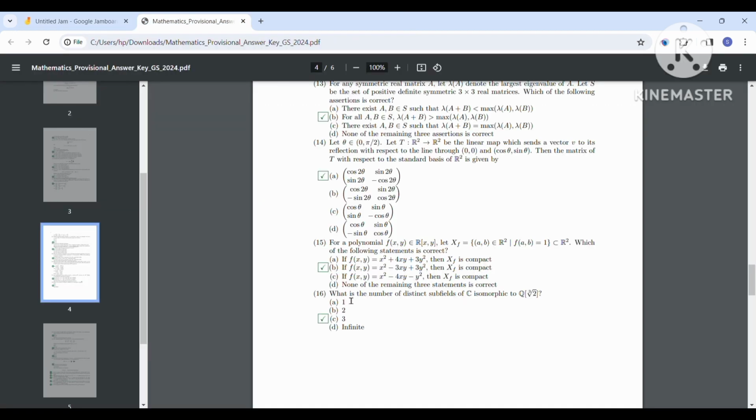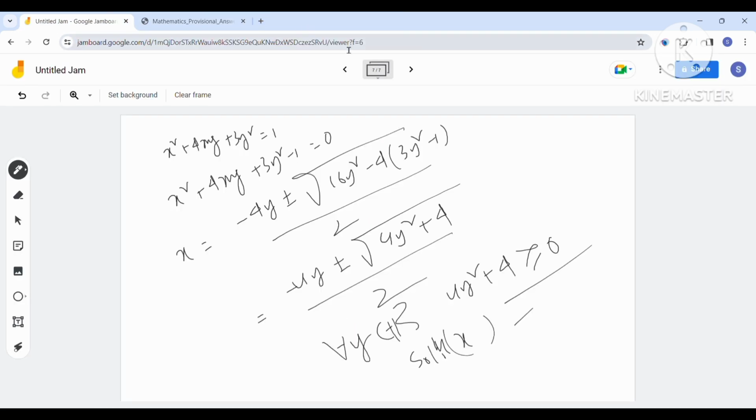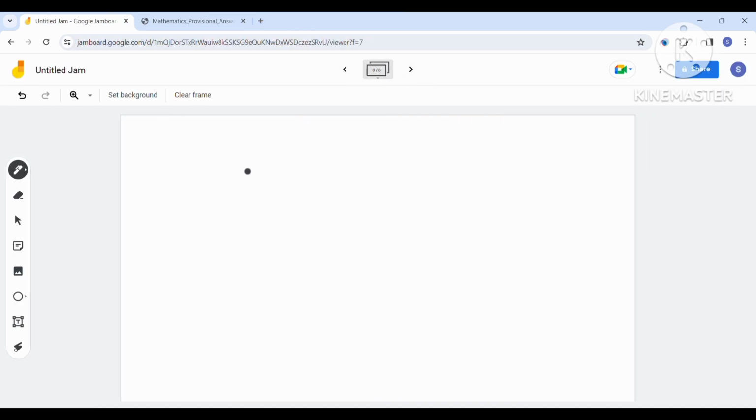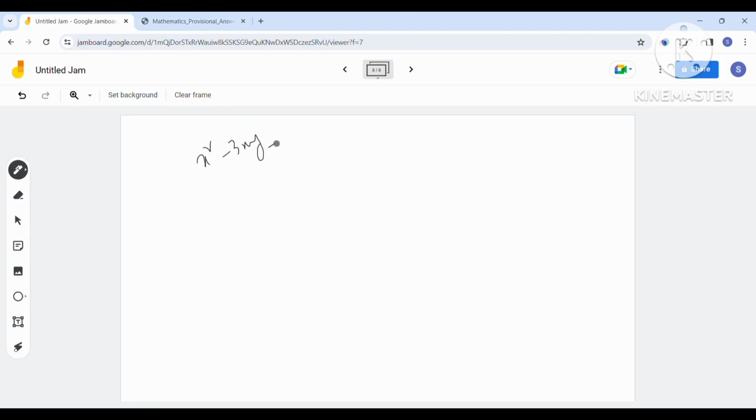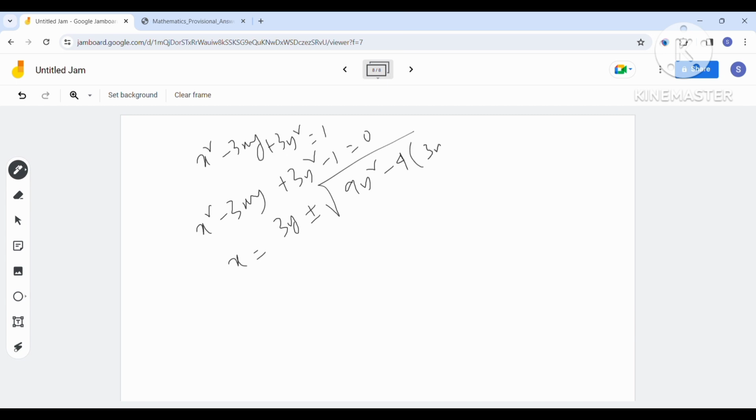But for the next one, for B, it is given x square minus 3xy plus 3y square equal to 1. Minus 3xy plus 3y square minus 1 equal to 0. Means x is 3y plus minus the square root of 9y square minus 4 into 3y square minus 1, divided by 2.